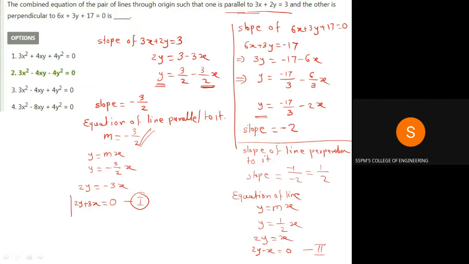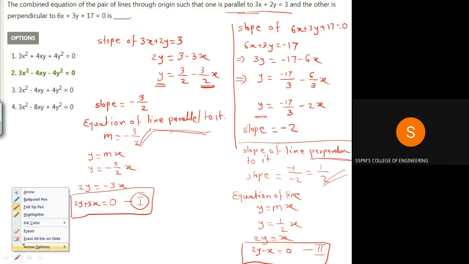So this is the first equation and this one is the second equation. Just remember these two parts. When the line is parallel, the slope will be the same, but when the line is perpendicular, you should take the reciprocal of it, then multiply it by minus 1, as we have done here. That's how we found this value of half for the second line.